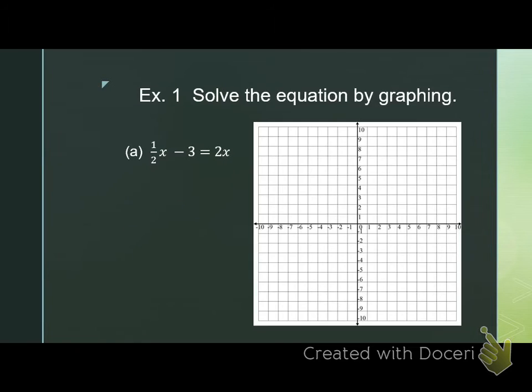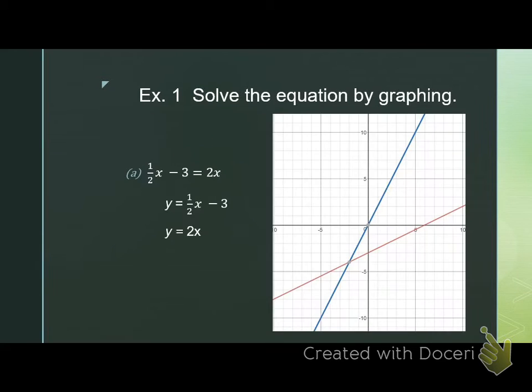Now, let's put this into practice, all right? Example number 1 says solve the equation by graphing. So you can see on the left side, we have an expression, and on the right side of the equal sign, we have an expression. And we're supposed to set each expression equal to y. So y equals 1/2 x minus 3, and y equals 2x. So we have two linear equations, and I want you to take those two linear equations and go plug them into Desmos, and then I want you to copy those graphs onto a coordinate plane. Okay? Copy them onto a coordinate plane.